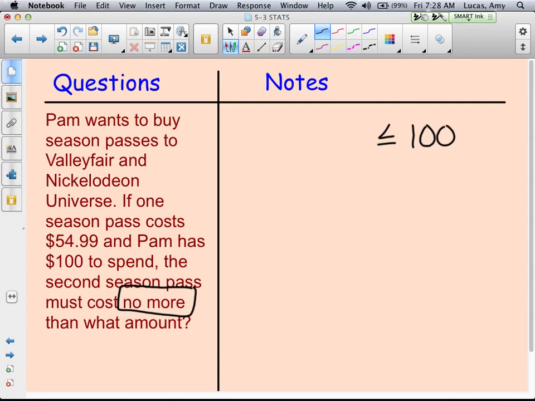One of the passes costs $54.99 and we don't know the second one. So I'm just going to say plus x. If we solve this, we subtract $54.99.